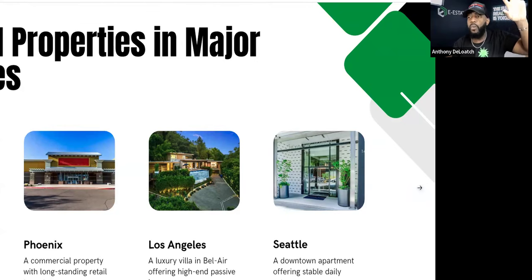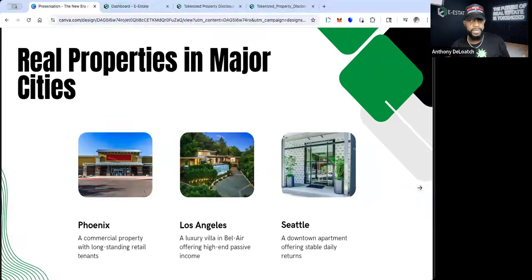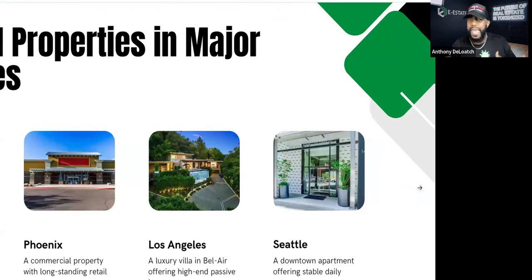Here's the next thing. What about a luxury villa in Bel Air? It's actually in the Beverly Glen area of Bel Air. This pays high-end passive income. This is an $8 million property that costs about $3,000 a day for you to stay in. But here's what I don't want you to think about: staying in the property. I want to get paid from the property.